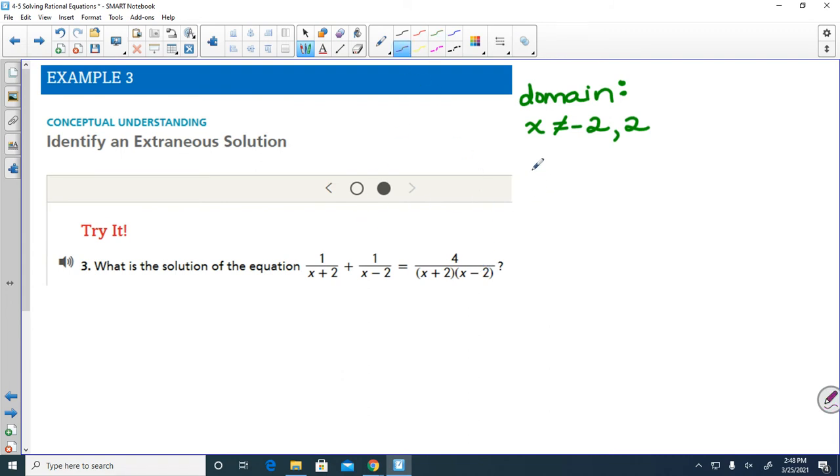Okay, second, the common denominator, or the LCM. I see an x plus 2. I see an x minus 2. And then x plus 2, x minus 2. So it looks like this is the least common multiple, x plus 2, x minus 2. So I'm going to multiply both sides of the equation by x plus 2, x minus 2.